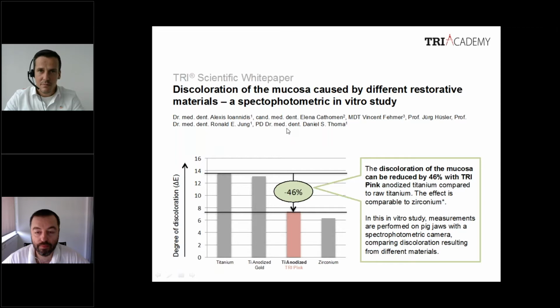Therefore, we used a 1 millimeter thick tissue layer and placed, for example, titanium, just a gray titanium color, a gold anodized color, and our pink anodized color, and also a zirconium white color underneath 1 millimeter of tissue, and measured the color and the discoloration of the tissue above it. The difference between a gray titanium color and a pink color is very significant and has a very big advantage in the aesthetic area. And I'm quite sure Alex is going to explain a little bit more about this in his cases.